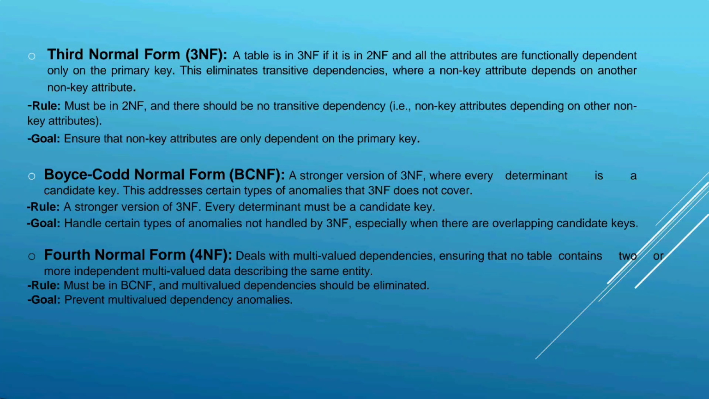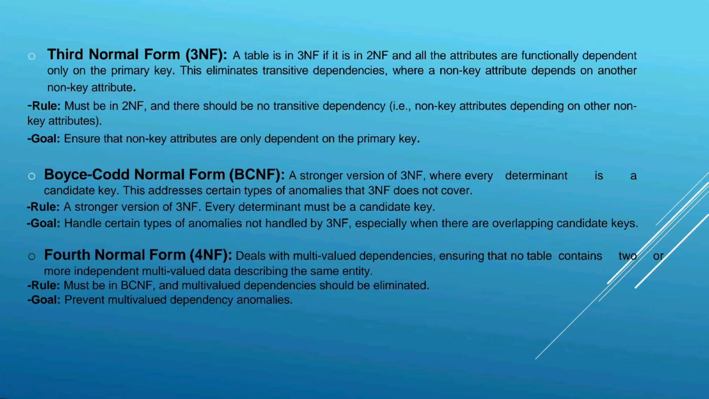Boyce-Codd normal form, BCNF, is a stronger version of 3NF, where every determinant is a candidate key. This addresses certain types of anomalies that 3NF does not cover. Rules: a stronger version of 3NF, every determinant must be a candidate key. Goal: handle certain types of anomalies not handled by 3NF, especially when there are overlapping candidate keys.